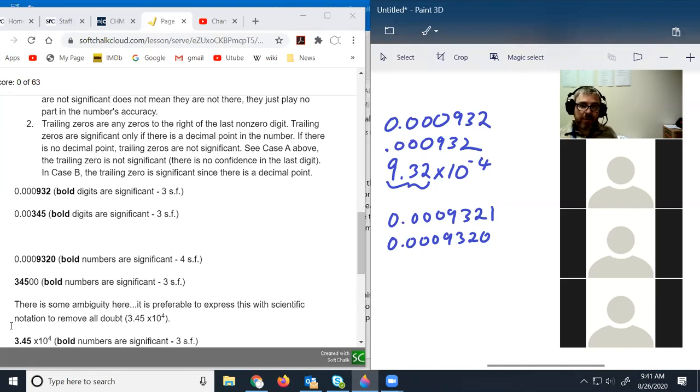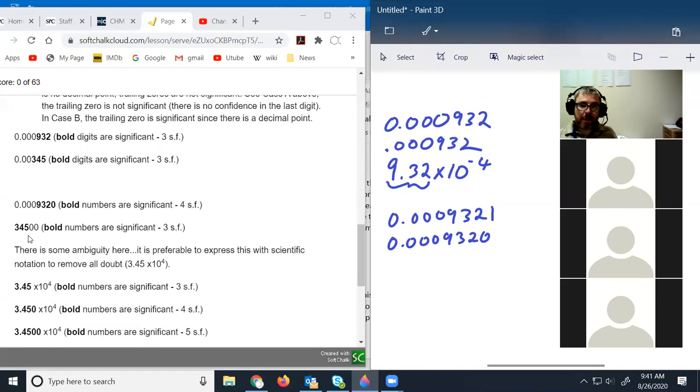Now, the logic for something like 34500 is that I can also write that as 3.45 times 10 to the fourth, and you can see that's clearly 3 significant figures. So that's because these are just placeholders. They contribute to the size of the number, whereas look, this 0 here doesn't contribute to the size at all. It's past the other numbers, so it just contributes again to the significant figures. Does anybody have any questions?